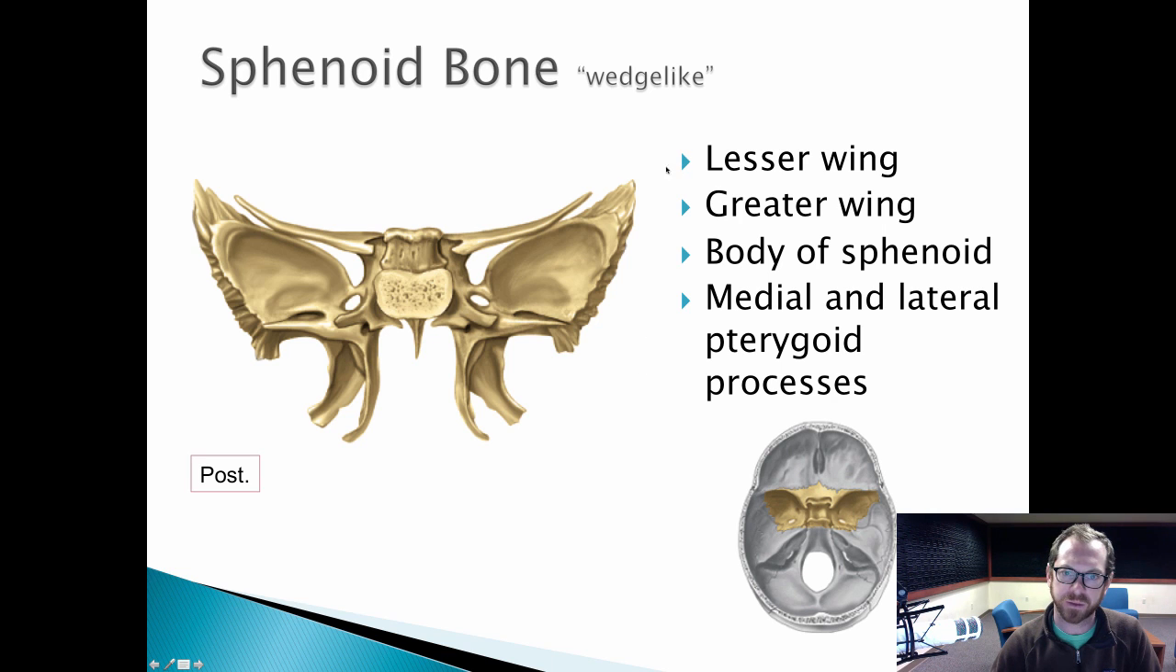We have our lesser wing, which is shown here. And then we also have this greater wing, which is relatively bigger than that lesser wing there. This feature is called the body of the sphenoid. And then we have two features that are shown here. We have the lateral pterygoid process and the medial pterygoid process. And in later labs, this is where two muscles called the lateral and medial pterygoid attach. And these are going to be muscles that are involved in mastication, in chewing.